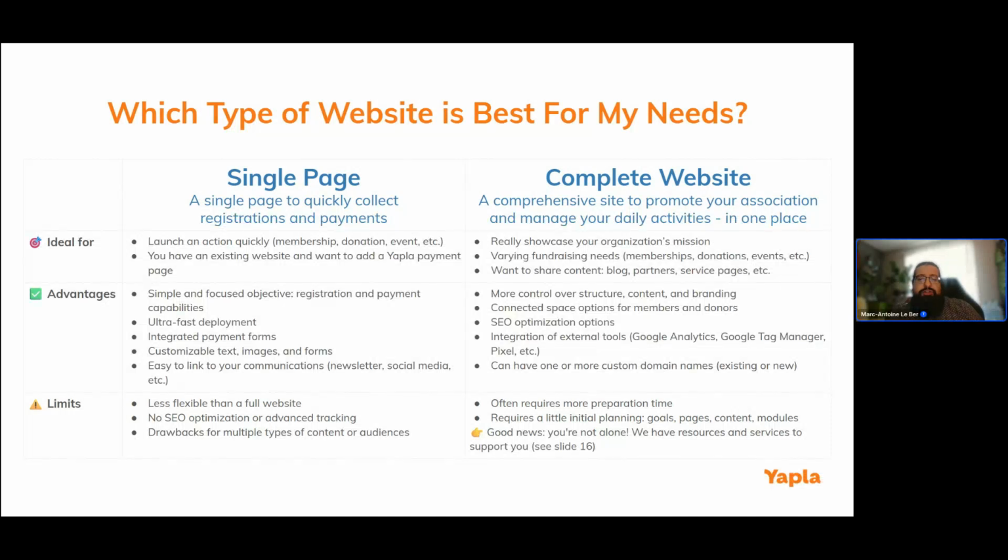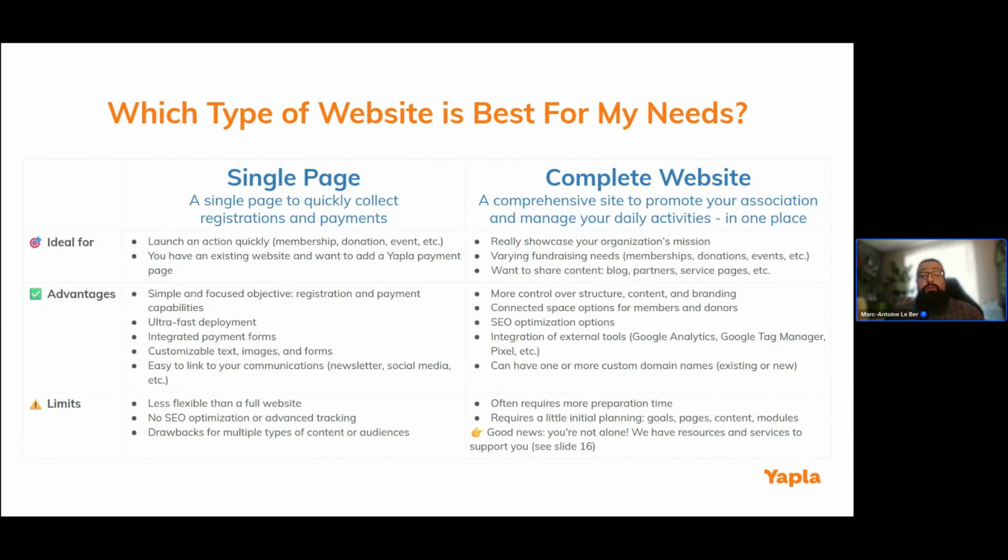So what's the advantage of going for the full website with Yapla? You're going to have all of the features to really showcase what your organization does, put all of your news, information, and content that is going to help you shine with your community, and you're going to be able to manage all of the different processes in one place. So there's no need to always go and update a link every time you want to send a communication. It's all going to be automated, and I'll show that in the demonstration portion of the presentation.